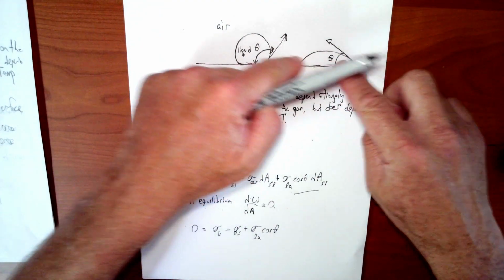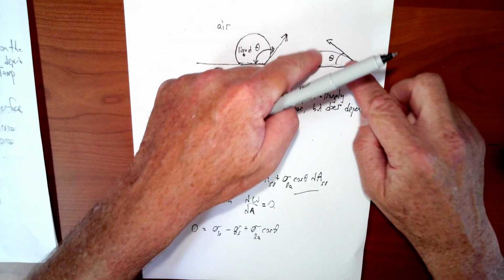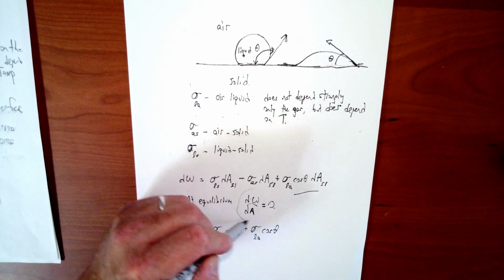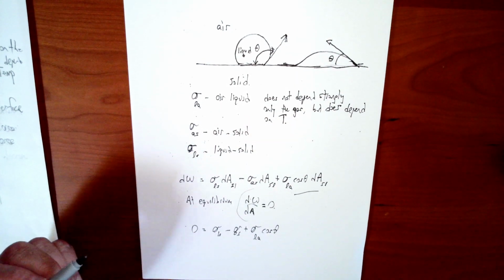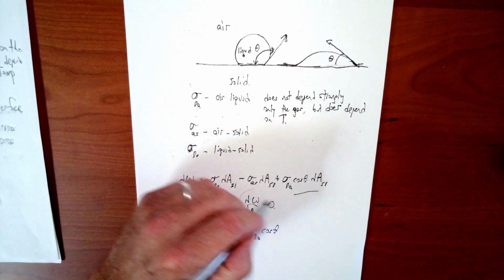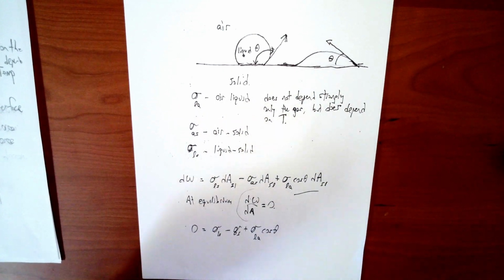So as this droplet is spreading out, the amount of solid-liquid interface is increasing, but also the amount of air-liquid interface is increasing. At equilibrium, that dW/dA will go to 0, as the work tries to minimize itself. So you get to dW/dA equals 0. That's the equilibrium condition. So you either have to put work in or get work out to change from there.